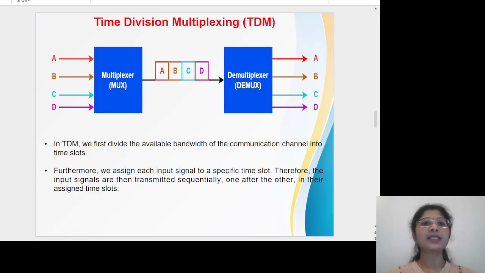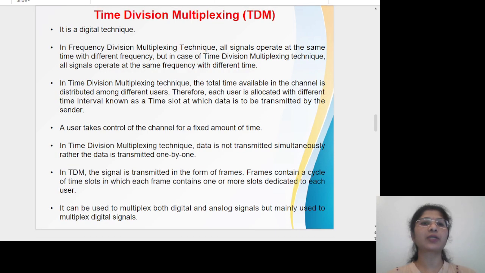Now the next one is time division multiplexing. In TDM, we first divide the available bandwidth of the communication channel into time slots. Furthermore, we assign each input signal to a specific time slot. Therefore, the input signals are transmitted sequentially, one after the other, in their assigned time slots.